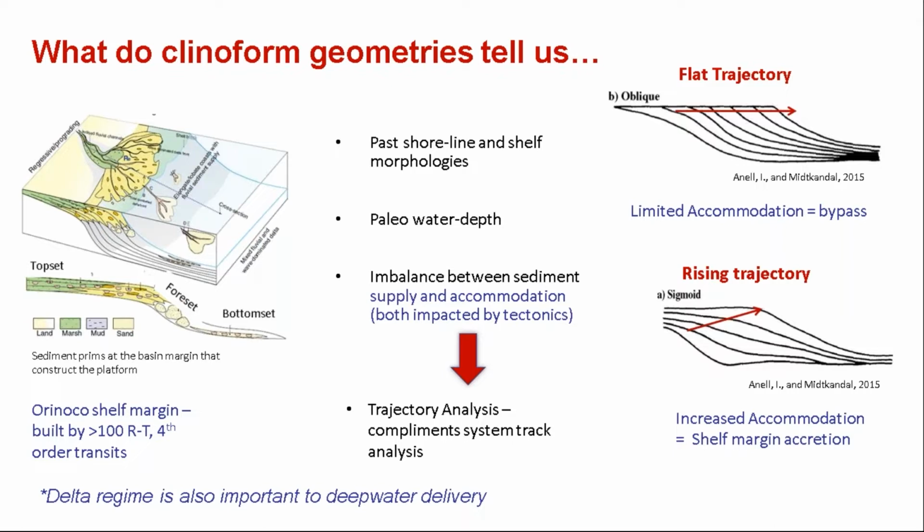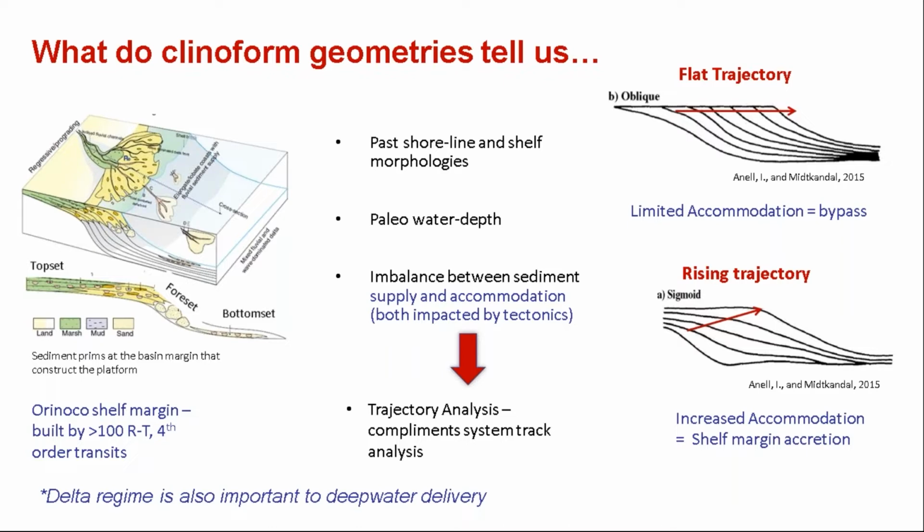So in a sense, trajectory analysis really complements systems tract analysis, and it has become a significant method being used to understand whether we get bypass to deep water. Shelf margin dispersal and accretion is one of the main methods by which we get sediment, or sands, being transported further to the deep water.